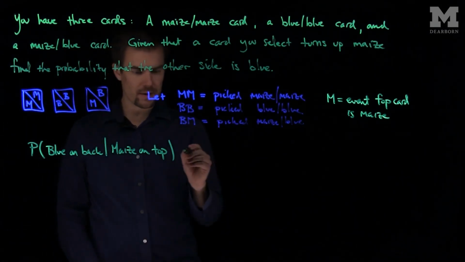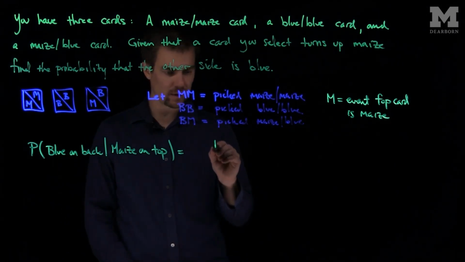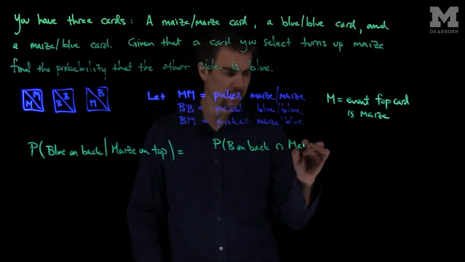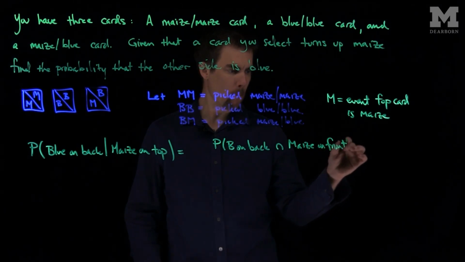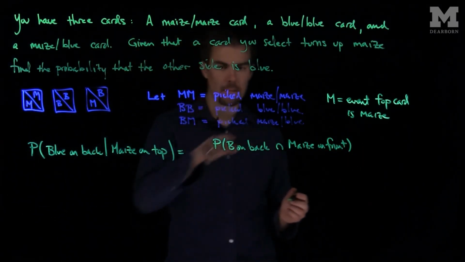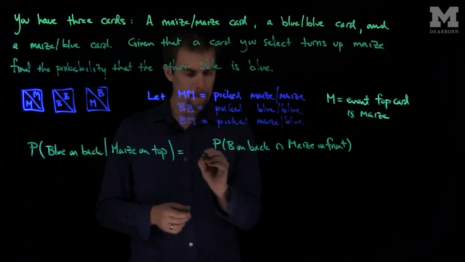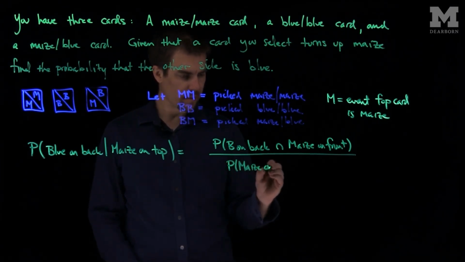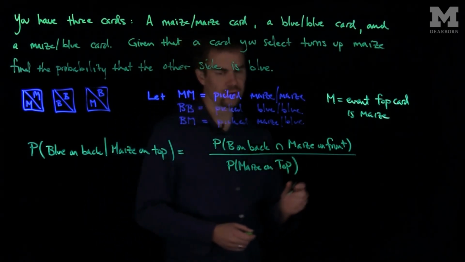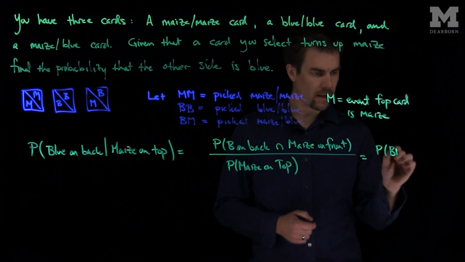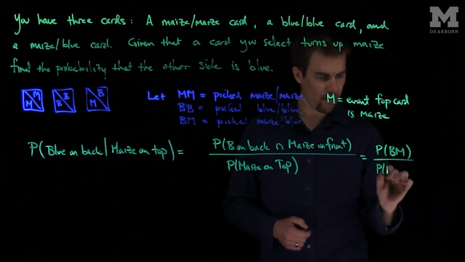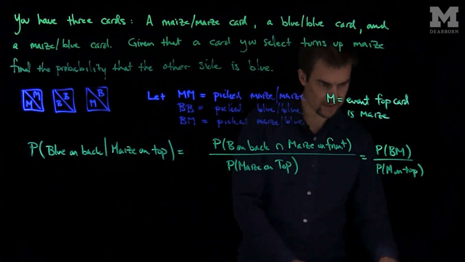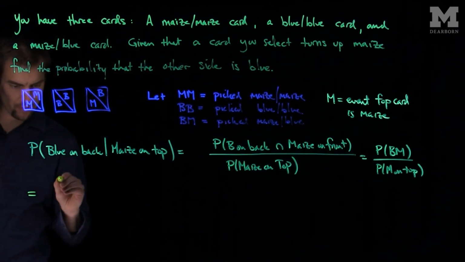Now what we can do is write this using the definition of conditional probability. This is the probability that there's a blue on the back and a maize on the front. And the only way that's going to happen is if you pick the maize and blue card. So this event is really just the event BM, all divided by the probability that the maize was on top. The probability of BM is 1/3, so this will be a 1/3 on top.